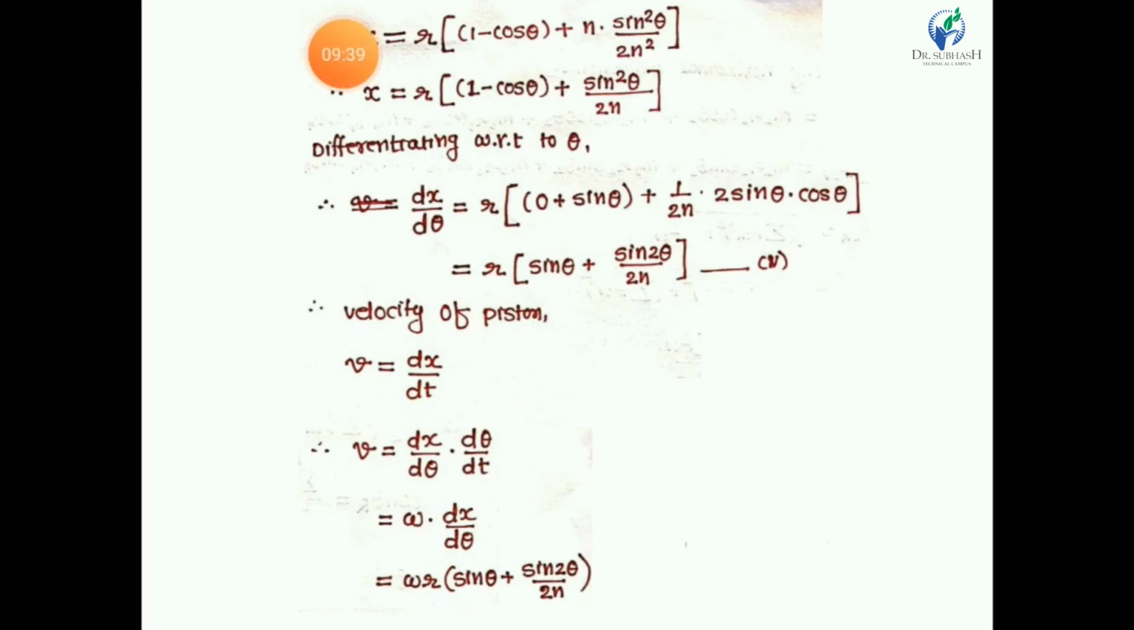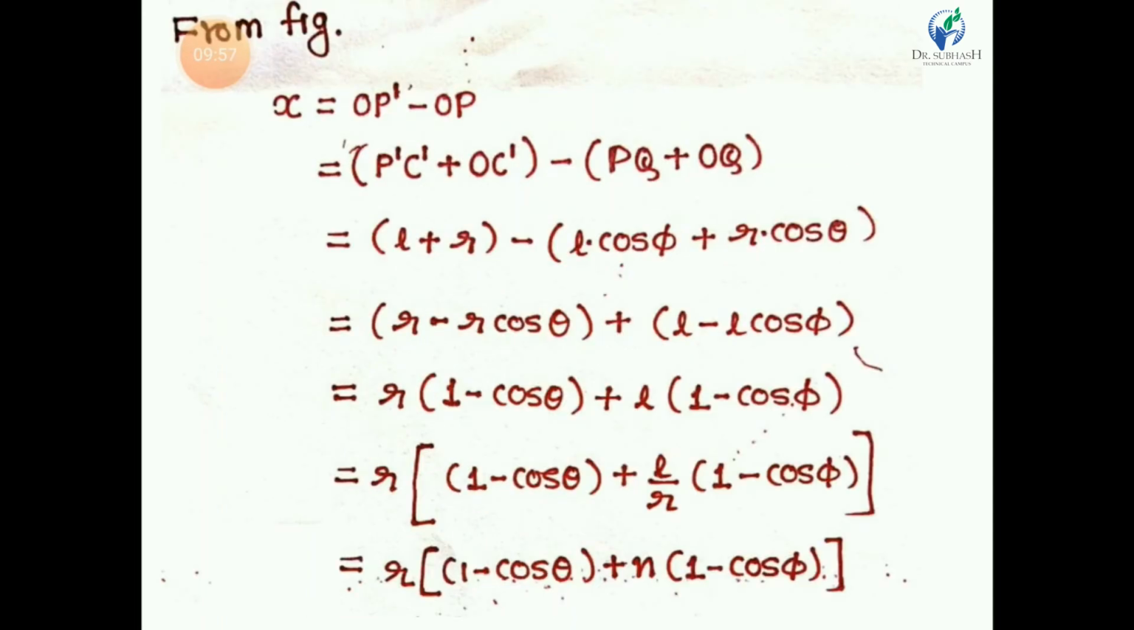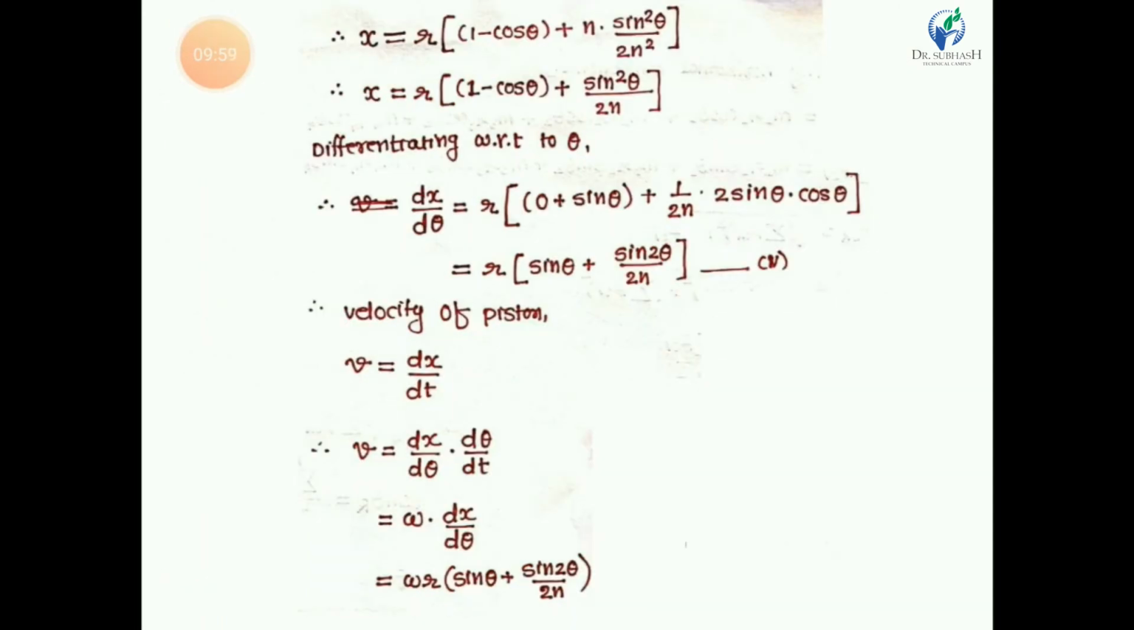Again, we have this equation, x is equal to R in bracket 1 minus cos theta plus n times 1 minus cos phi. Now we put the value of cos phi, so n is common, and we get n in bracket 1 minus sin square theta upon 2n square. So we get this equation.